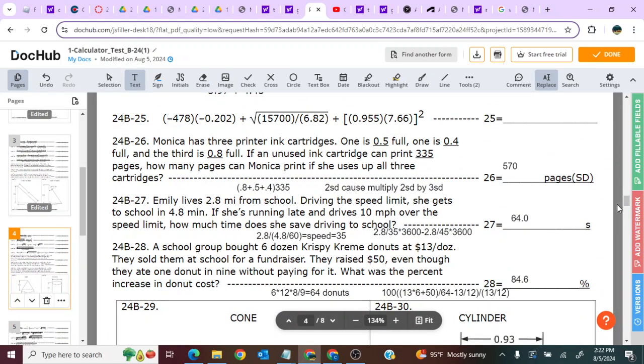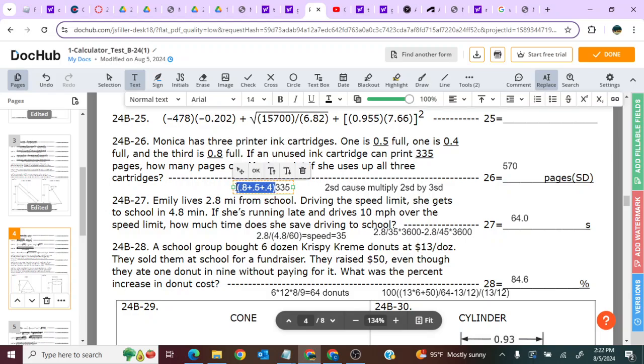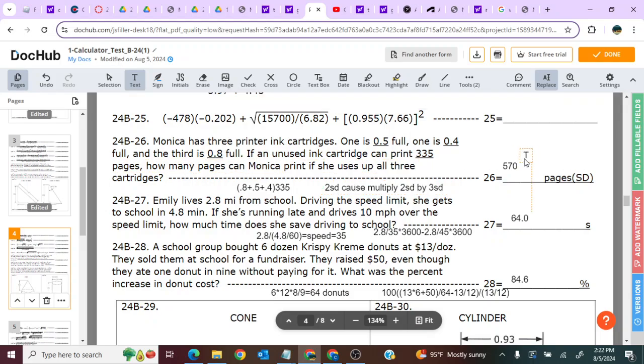26. Monica has 3 printer ink cartridges. One is that full, and that full. If an unused ink cartridge can print 335 pages, how many pages can Monica print? Well, you have to add up all the ink tanks, and you get 1.7 ink tanks worth. And since a full ink tank can do 335 pages, you just multiply by 335. And it is 2 SDs because all this stuff added together has 2 SDs. And then the unused ink cartridge has 3 SDs, and when you multiply, you keep the lower number of SDs. So 2 SDs, 570.